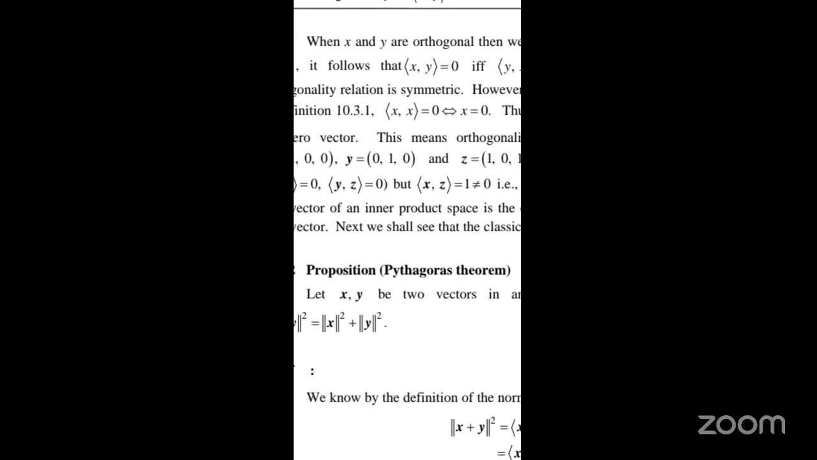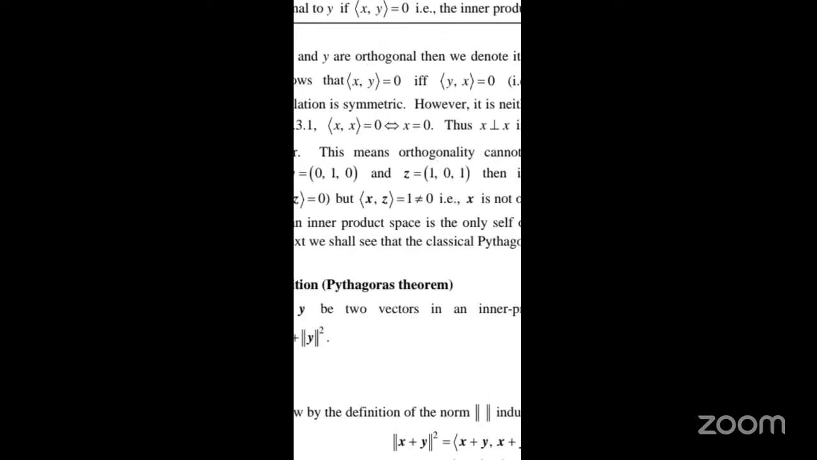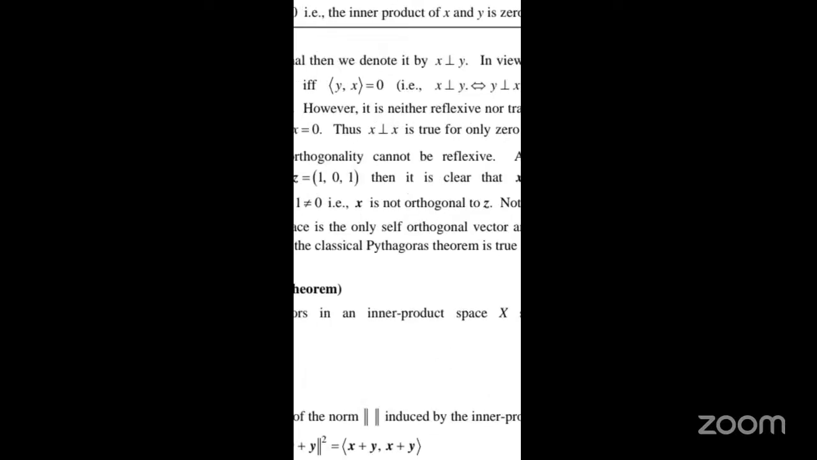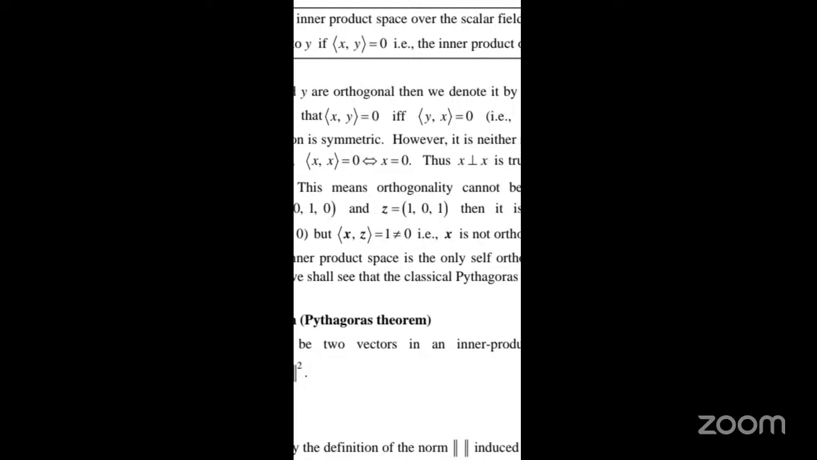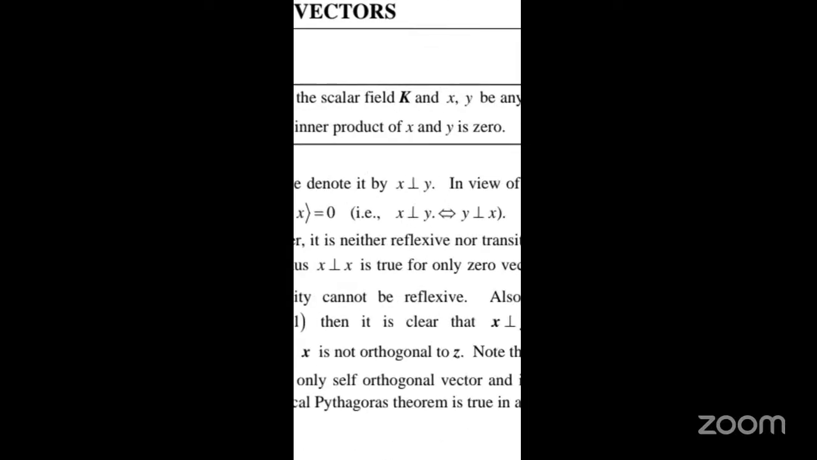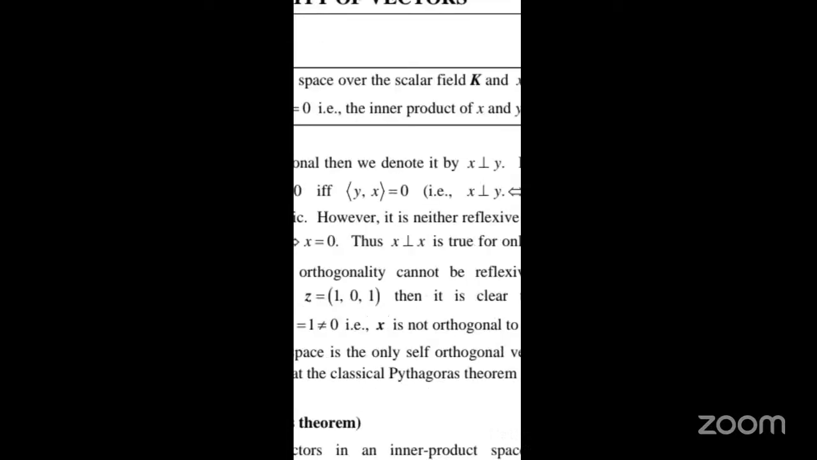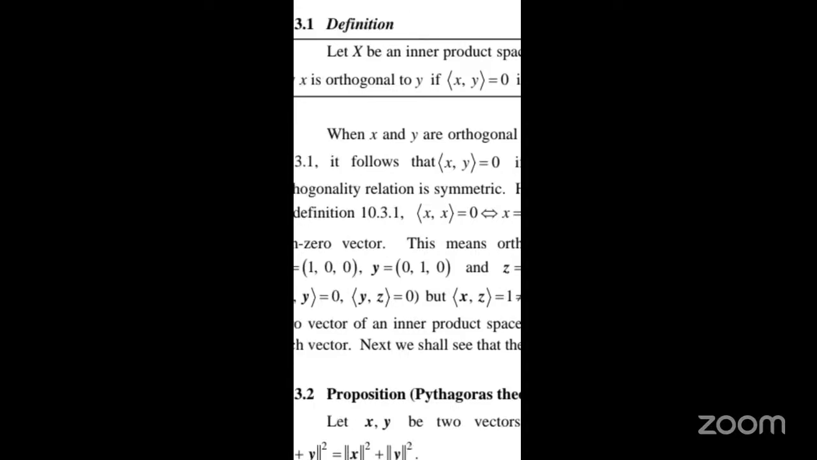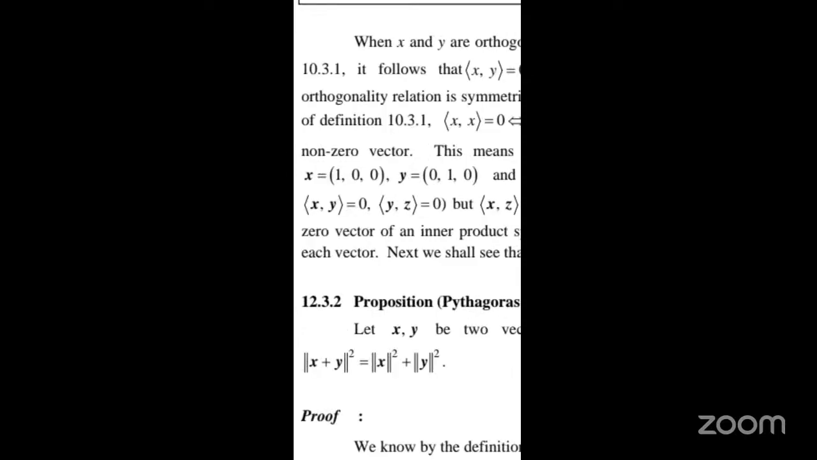Next one, Pythagoras theorem. Let x and y be any two vectors in an inner product space. Here is an example: orthogonality cannot be reflexive here, so the orthogonal relation is not an equivalence relation. We denote x orthogonal to y as x perpendicular to y, or inner product of x and y equal to 0. By the IP3 condition, inner product of y and x is also equal to 0.